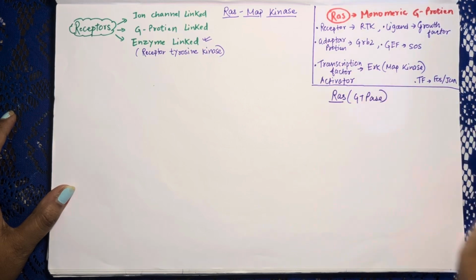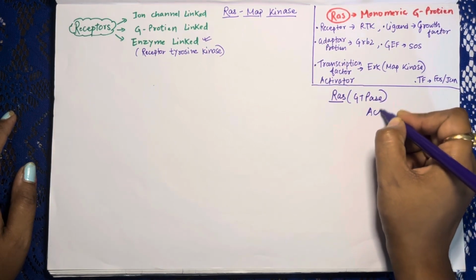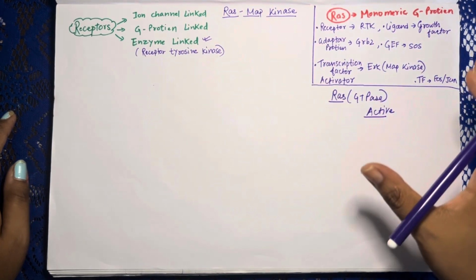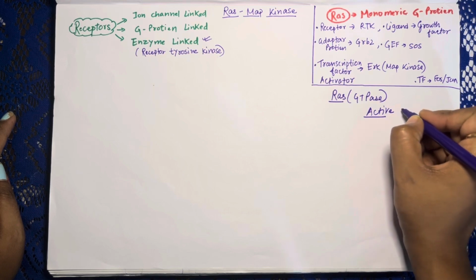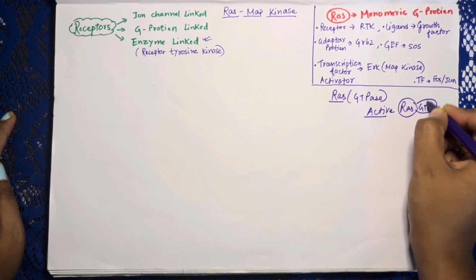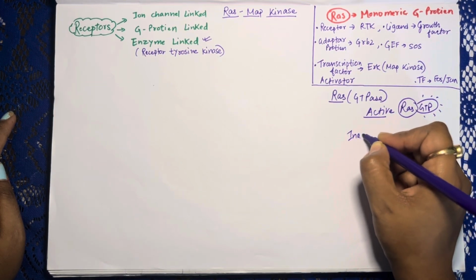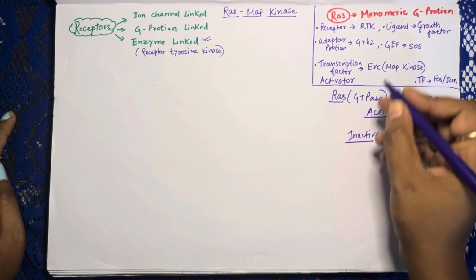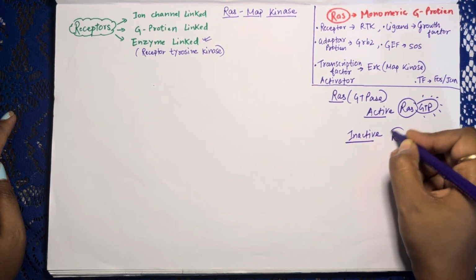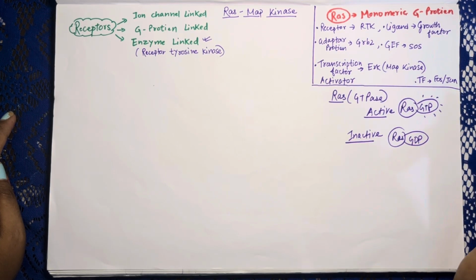That means it can switch between the GTP and GDP forms. In its active form, when RAS is active, that means when the pathway is on, RAS will be bound to GTP, and this is the active form of RAS. When RAS is inactive, that means when the signaling or the pathway is turned off, RAS will be bound to GDP. This is the inactive form of RAS.